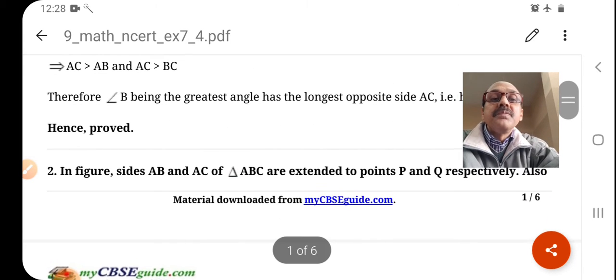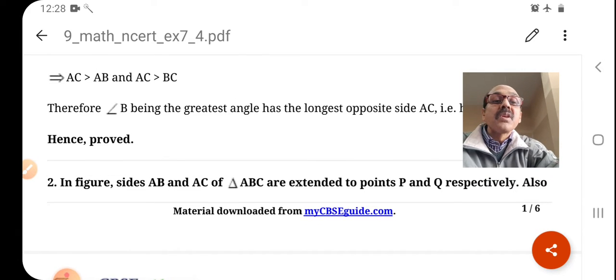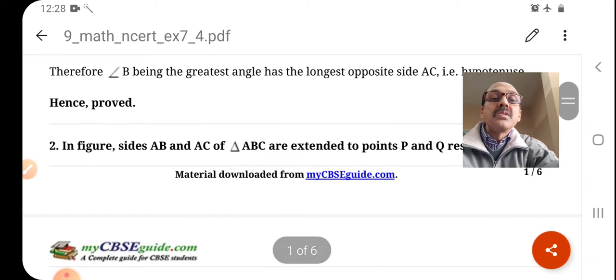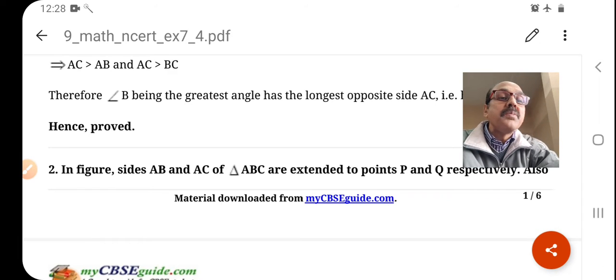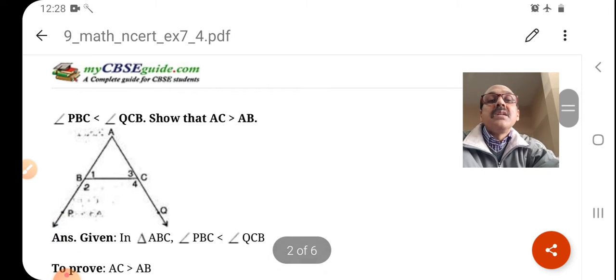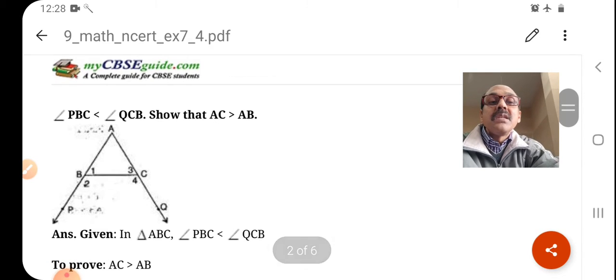Next, question number 2. In the figure, sides AB and AC of triangle ABC are extended to points P and Q respectively. Also, angle PBC is less than angle QCB. Show that AC is greater than AB. So it is given angle PBC is less than QCB.